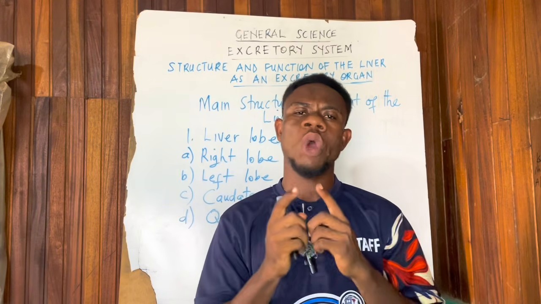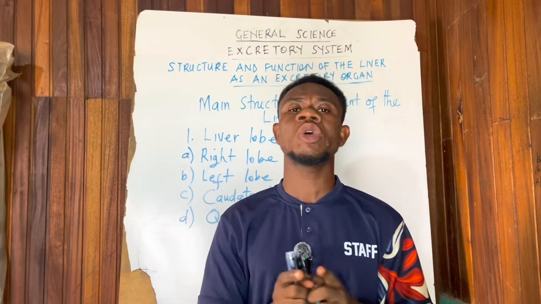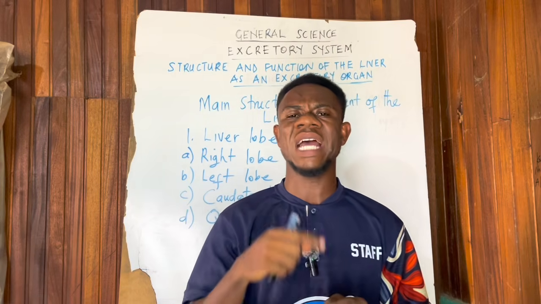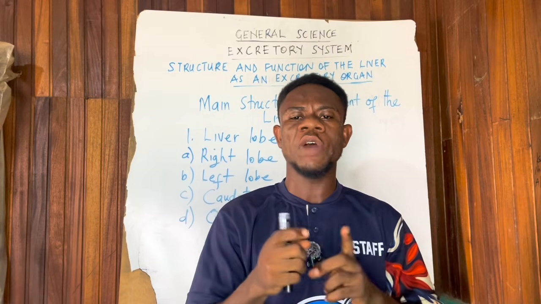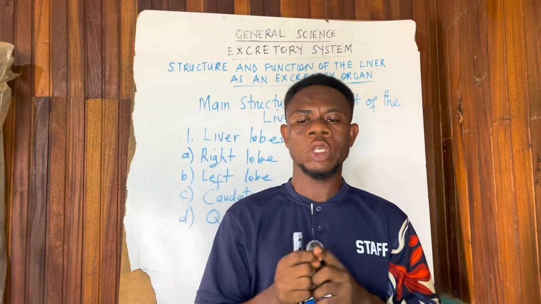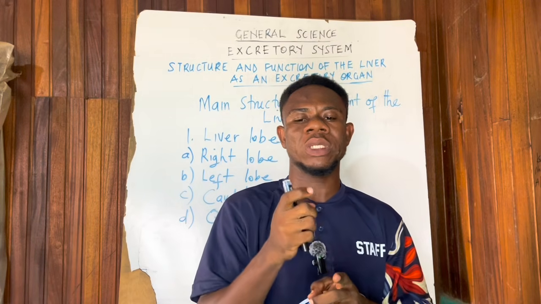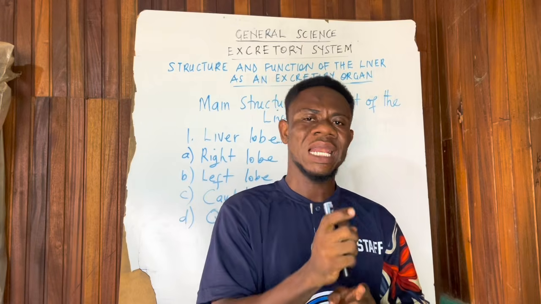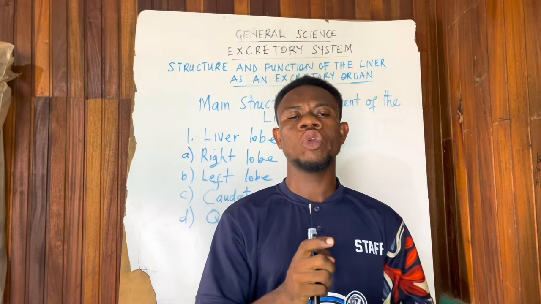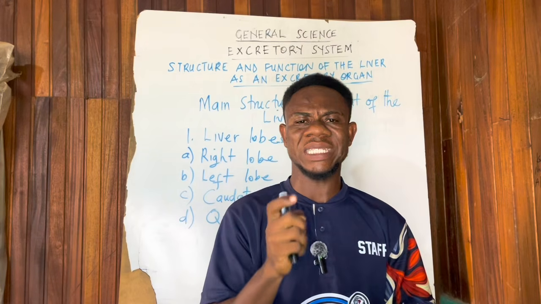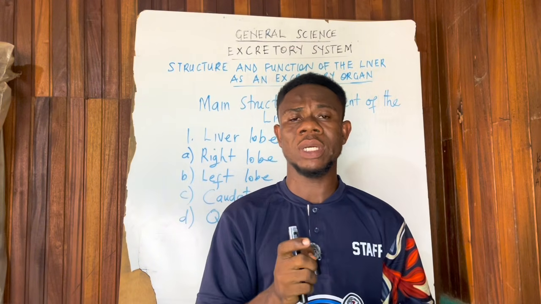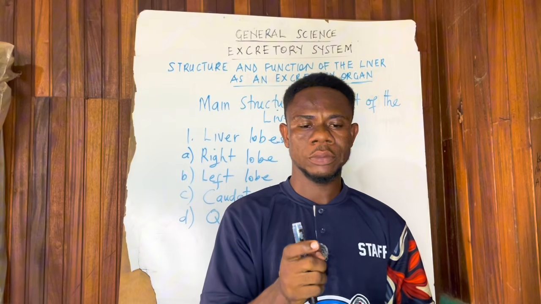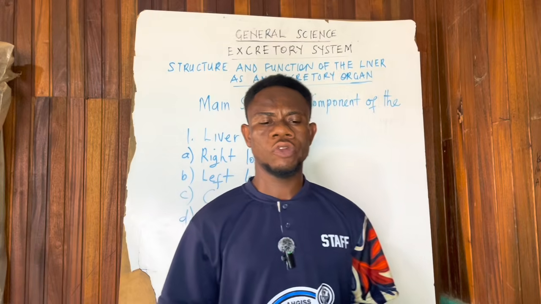We also have the quadrate lobe, which is the last one, which is also small. Then it is the anterior, or we say the front side. So it is located at the front near the gallbladder. The quadrate lobe is located at the front near the what? The gallbladder. Let's move to the second one.